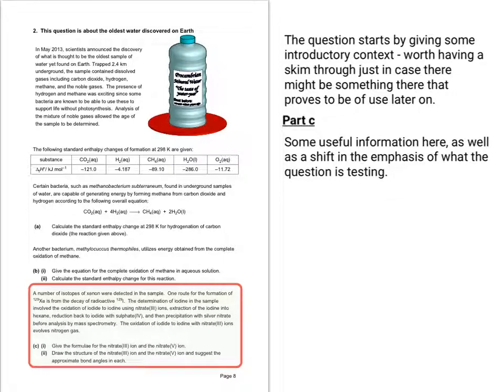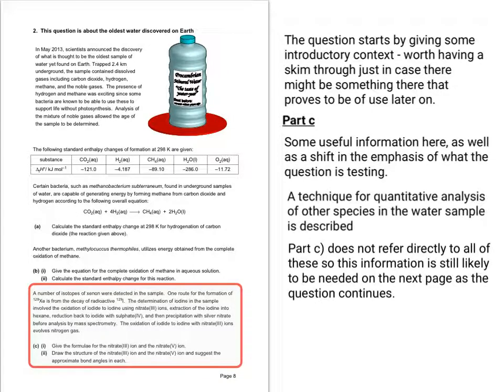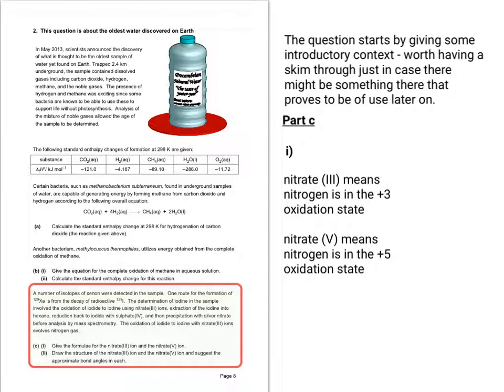So the first part of part C just talks about nitrate 3 and nitrate 5. It's probably that you're going to need this information as you go over the page and do the rest of part C. So if we take the Roman numerals to mean the oxidation state of the nitrogen in that particular ion, it should be quite possible to work out that nitrate 3 is NO2 minus and nitrate 5 is NO3 minus.